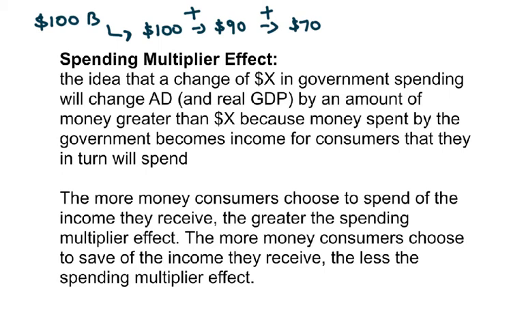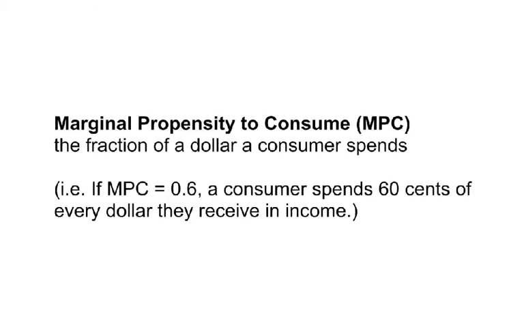Now, we have a way to measure the fraction of a dollar that consumers will spend and save, so we can calculate how big the multiplier is. So we're going to bring back this word marginal. We haven't really talked about the word marginal in a long time. The word marginal here is marginal propensity to consume, MPC. So it's the fraction of a dollar a consumer spends.